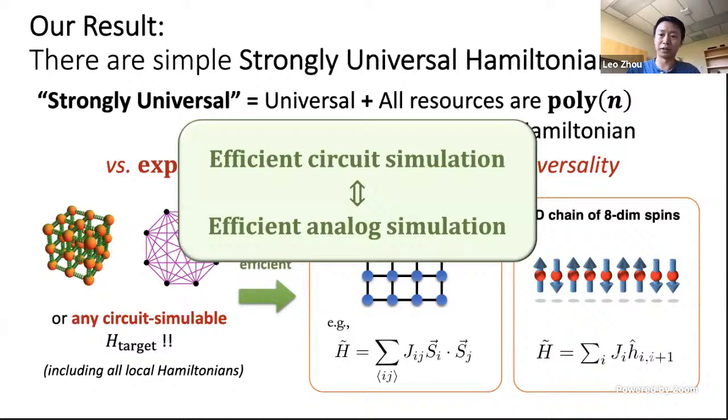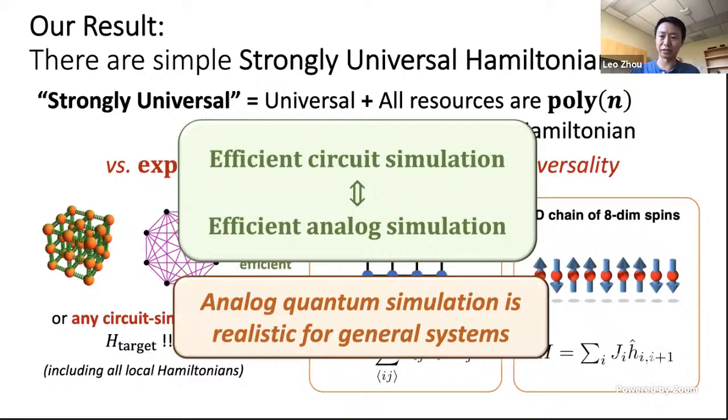So our result actually established a complexity equivalence between analog and digital quantum simulation, since we have shown that a quantum system can be efficiently simulated by circuits if and only if it has an efficient analog simulation. And this actually implies that analog quantum simulation is perhaps realistic for more general systems than what was previously thought.